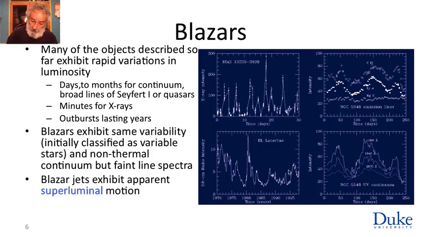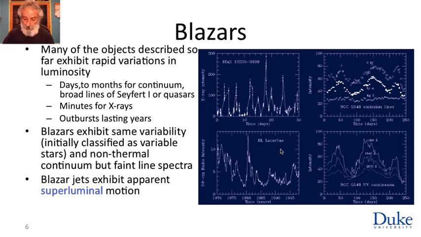Blazars, of which this variable spectrum is a typical example, exhibit the same kind of variability. In fact, the original archetype of this particular blazar was originally misclassified as a variable star. So they are compact objects with variable luminosity and a non-thermal continuum, but very faint spectral lines, if any.